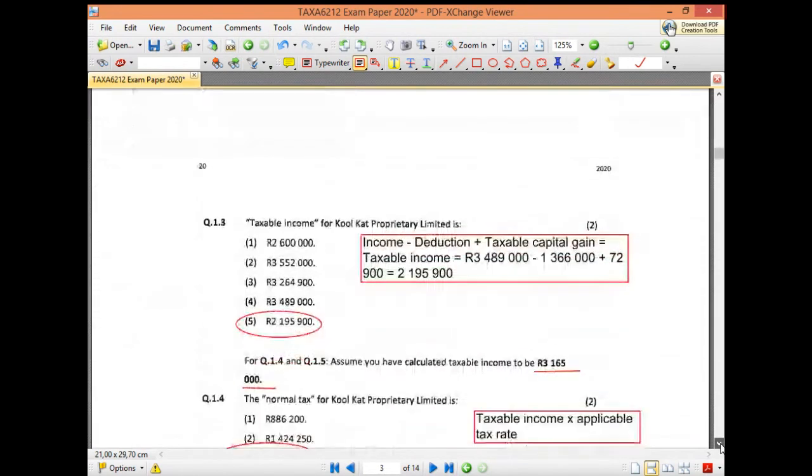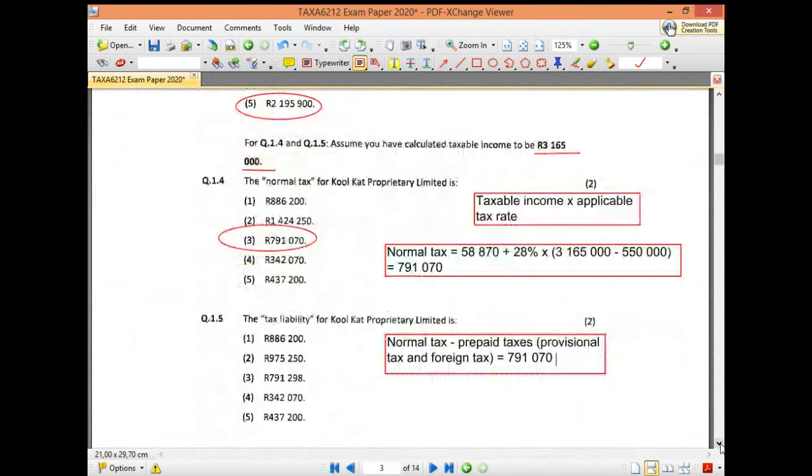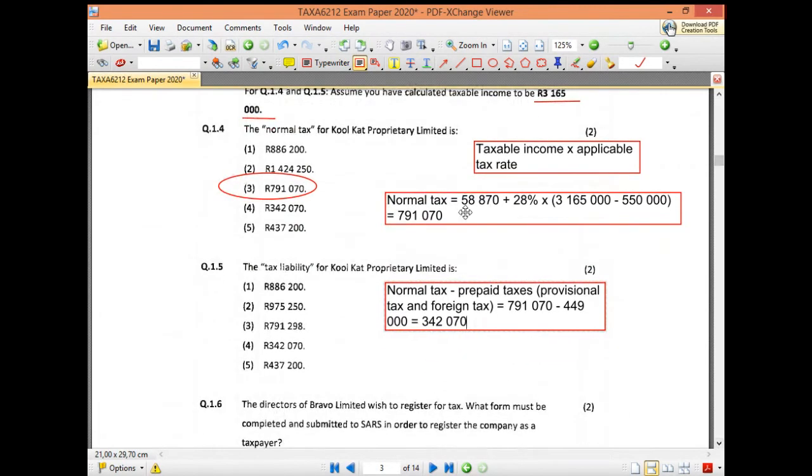Okay, so we deduct the 449 Rand, 1,000 from this amount, and then you should get to a tax liability of 342,070 Rand. And if we look at the options, that would be option number 4 would be the answer for your tax liability.